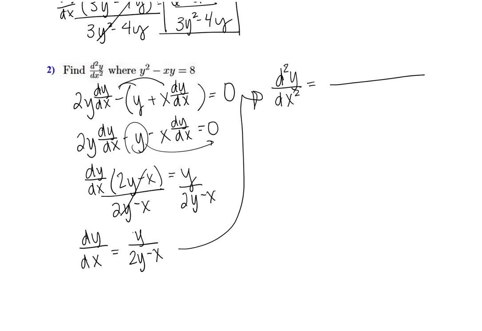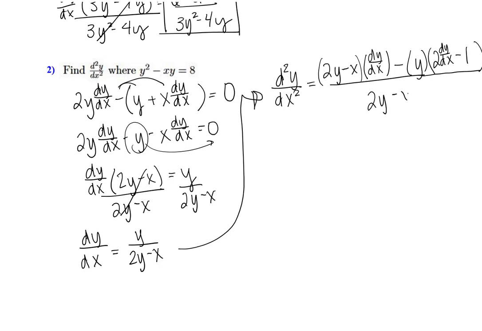So remember, we're doing the low times the derivative of the high, 2y minus x times derivative of high, which is dy over dx, minus high, that's y, times the derivative of the low, so 2 dy over dx, over the low squared, so 2y minus x squared. Now this is not beautiful, but we do need to start substituting because I know that dy over dx does have a value that I can plug in. That way I can keep that d2y over dx squared isolated and kind of out of the way.